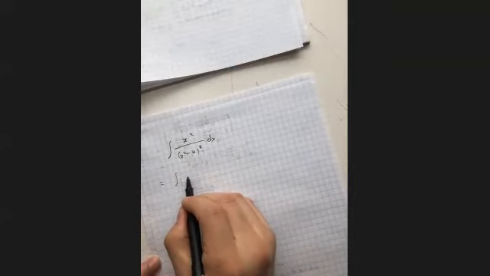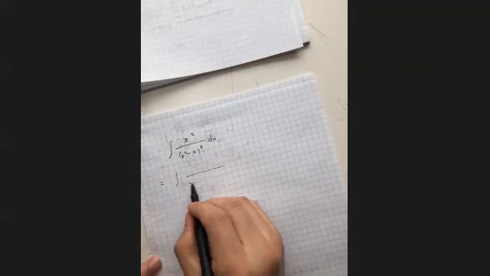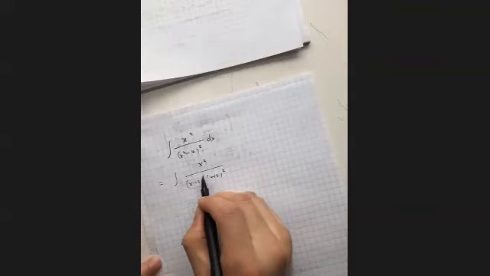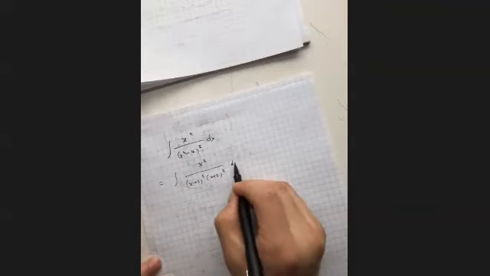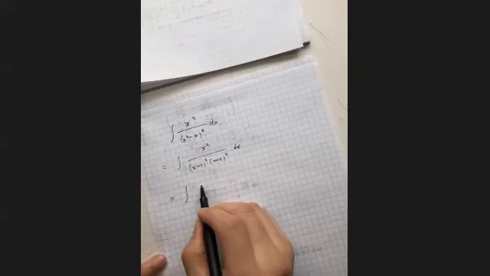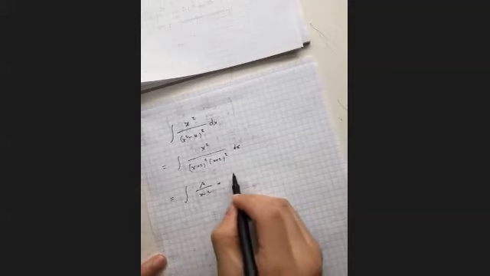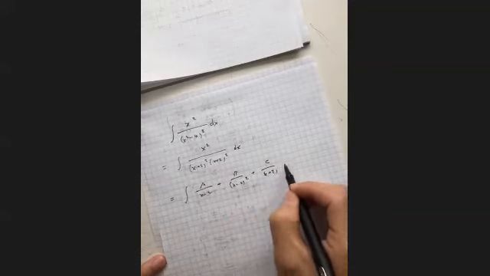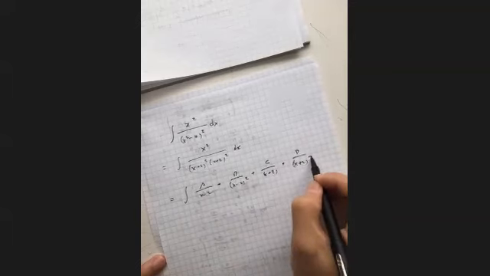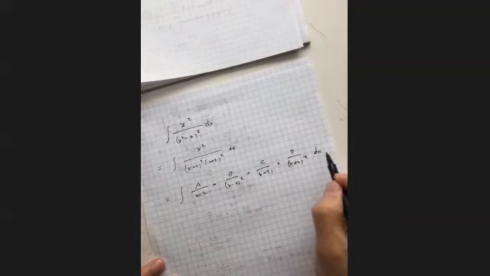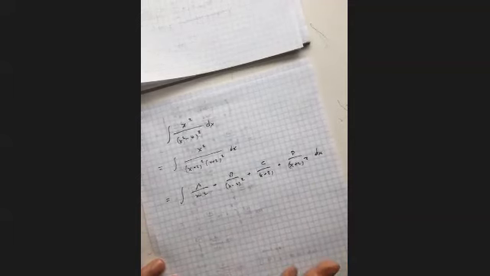In this case, first you notice that you have a factorization for the denominator: x minus 2 squared times x plus 2 squared. So the partial fraction decomposition for this will be A over x minus 2, plus B over x minus 2 squared, plus C over x plus 2, plus D over x plus 2 squared, dx. Okay, that's the template, and now we have to solve for it.